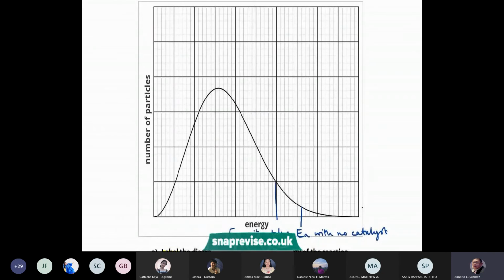So it's going to have the same area because it's the same number of particles, but a lower peak and shifted to the right, something like this. This is indicating that more of our particles have a higher energy as we've increased the temperature. However, there is exactly the same number of particles. We've not increased that.